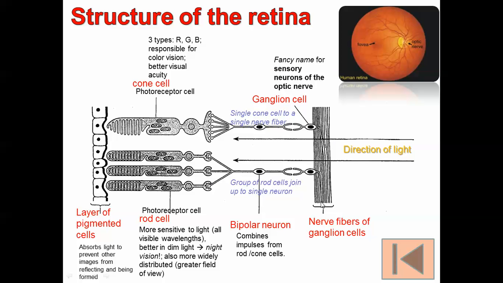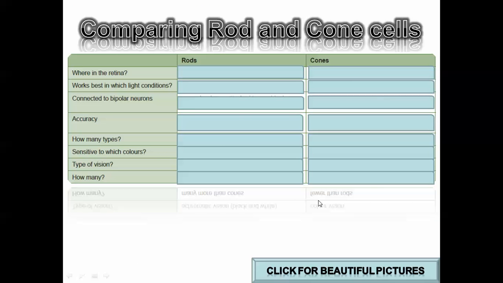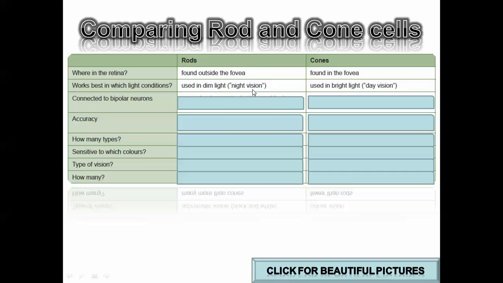So if you actually compare the cone cells and the rod cells, here's a nice table that summarizes everything. Cone cells are primarily found in the fovea. That's your focusing point. They're not distributed much outside of the fovea. So when you're staring at somebody's face, you are concentrating that light to the fovea, basically. Rods are found outside of the fovea. I've already mentioned they're used for night vision or achromatic vision, so not with color. Cones are used in bright light for day vision to help us detect colors.